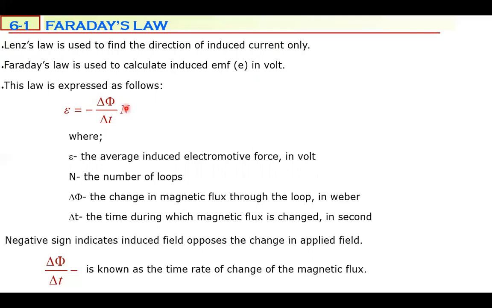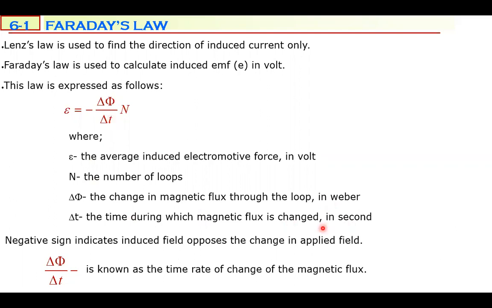If you change magnetic flux in time, you can induce an EMF in the coil. We know about that. That's why Faraday's law is E = -ΔΦ/Δt. But if there is more than one loop, you are going to multiply this by N, and you get the EMF induced in this coil or whatever the shape is. So E is the induced EMF, induced electromotive force in volts, N is the number of turns, ΔΦ is the change in magnetic flux in webers, Δt is the time during which the magnetic flux is changed in seconds.